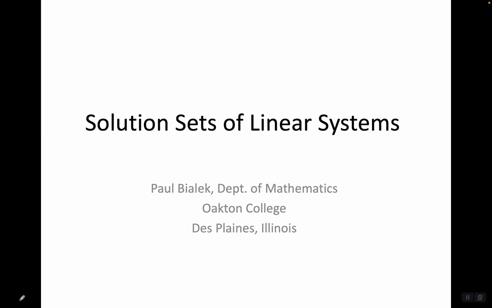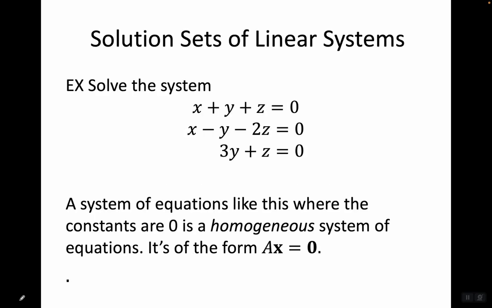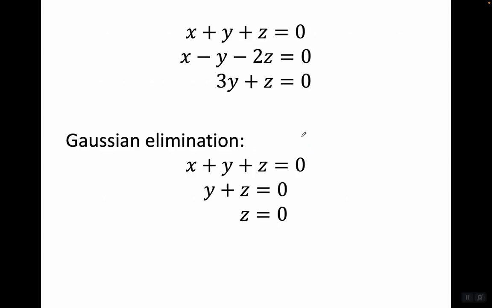Let's talk about solution sets of linear systems. Solve the system x + y + z = 0, x − y − 2z = 0, 3y + z = 0. A system of equations like this, where the constants on the right side are all 0, is a homogeneous system of equations. It's of the form Ax = 0 if we write it as a matrix equation.